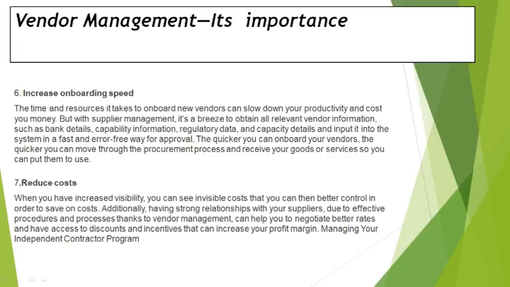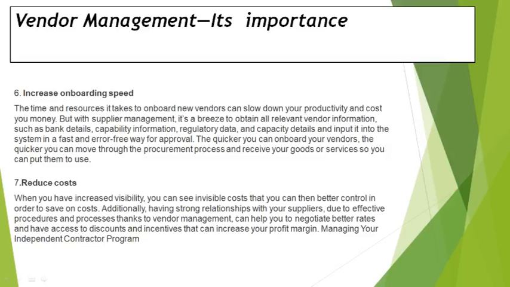Number 6 is increase onboarding speed. The time and resources it takes to onboard new vendors can slow down your productivity and cost you money. But with supplier management, it's a bridge to obtain all relevant vendor information such as bank details, capability information, regulatory data, and capacity details, and input it into the system in a fast and error-free way of approval. The quicker you can onboard your vendors, the quicker you can move through the procurement processes and receive your goods or services so you can put them to use.